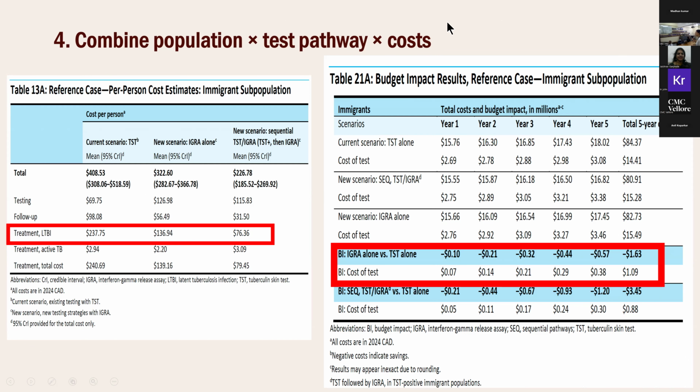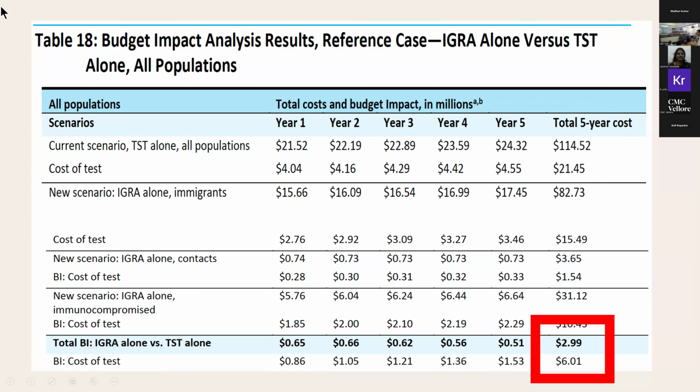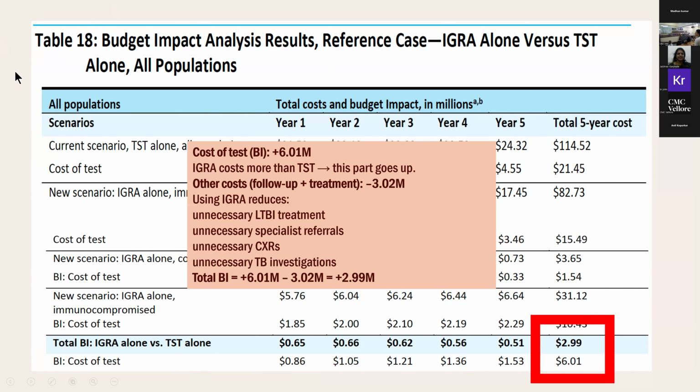Now, this is the budget impact for immigrant population overall as an entire budget. And this is presented in millions. So when you do IGRA alone versus TST alone, at the end of 5 years, you're saving $1.63 million. But the cost of the test alone goes up. Okay, so I'll come to why that will happen. So same here. So when you're doing IGRA alone, the overall cost is 2.9, but the cost of the test is 6. So how is that different?